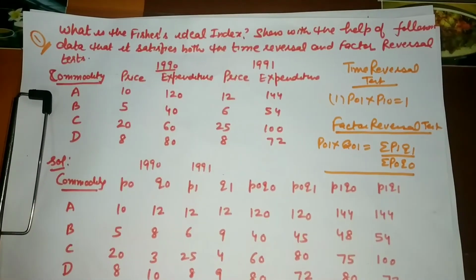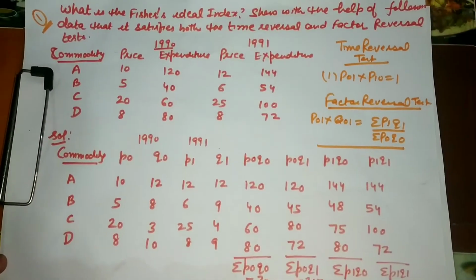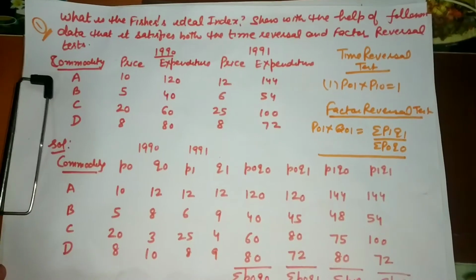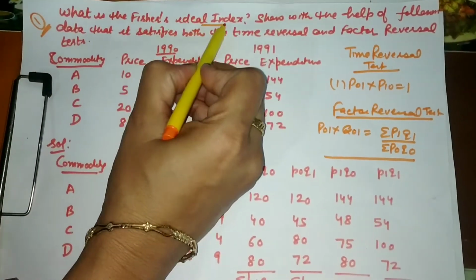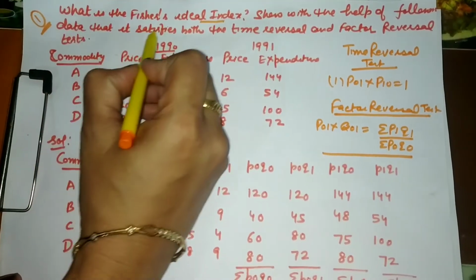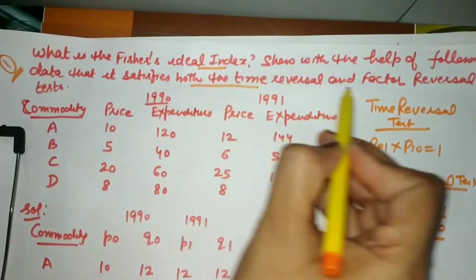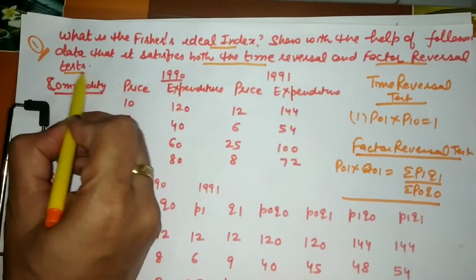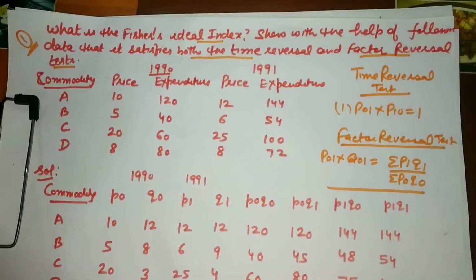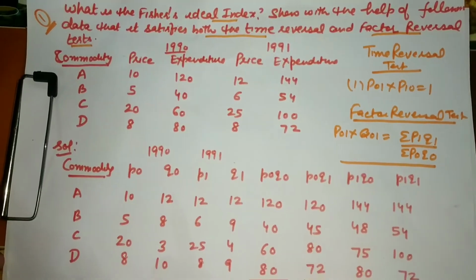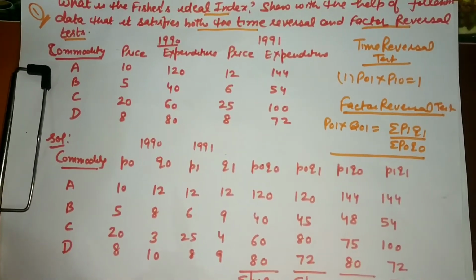Good morning, dear friends. In today's video, I will discuss the illustration, that means how we can check the time reversal and factor reversal test in the case of Fisher-Ideal Index. So the illustration is: what is the Fisher-Ideal Index? Show with the help of the following data that it satisfies both the time reversal and factor reversal tests. That means we have to solve the sum for the Fisher-Ideal Index, and we also have to check the conditions of time reversal and factor reversal.